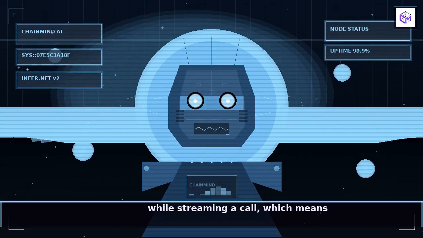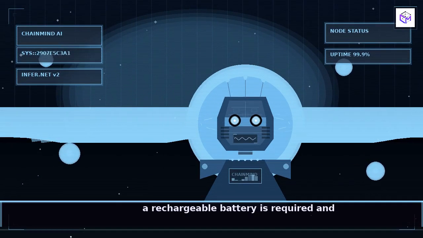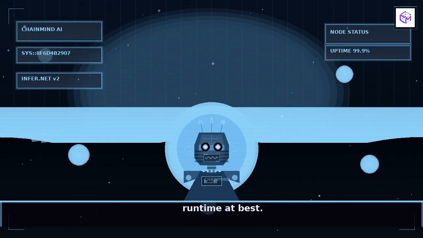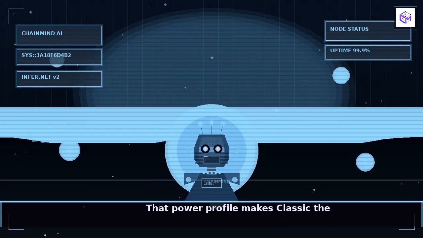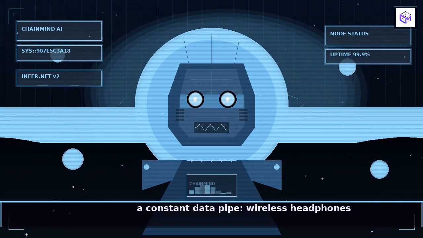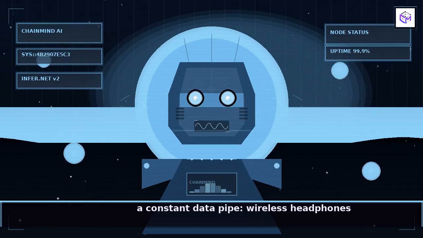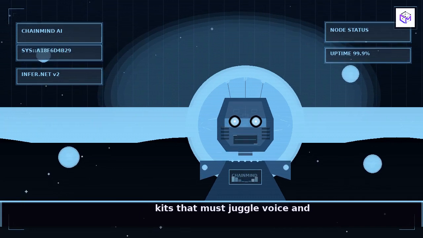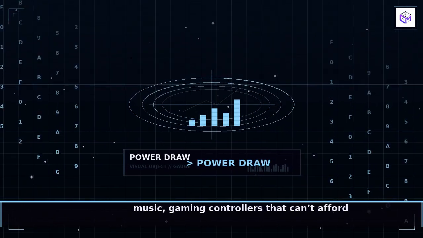That power profile makes Classic the natural choice for anything that needs a constant data pipe: wireless headphones using the A2DP profile, hands-free car kits that must juggle voice and music, gaming controllers that can't afford a half-second lag, and even legacy file transfer protocols that still linger on older devices.